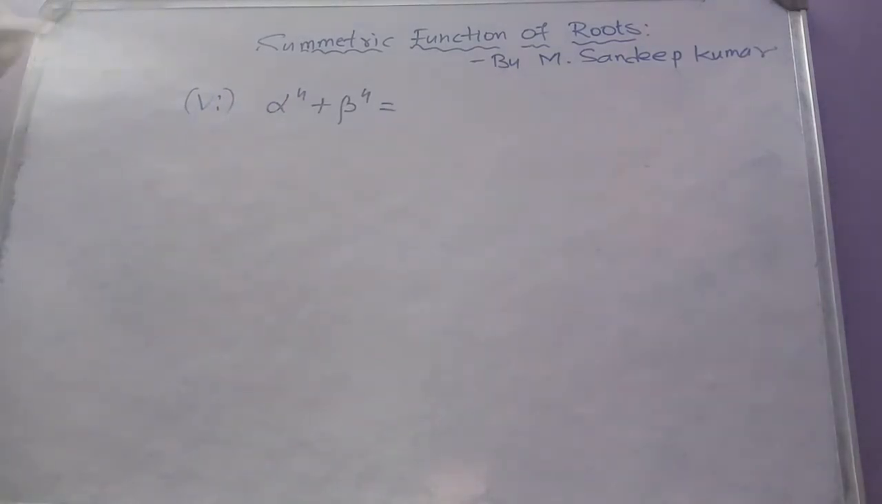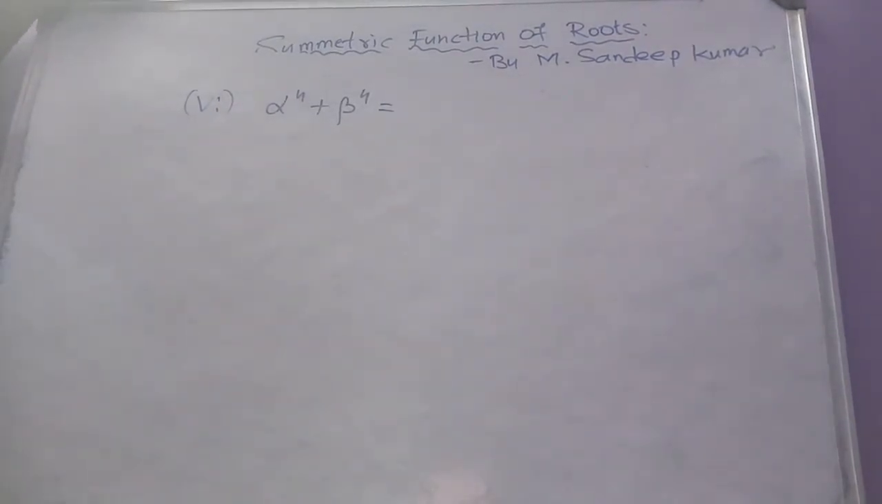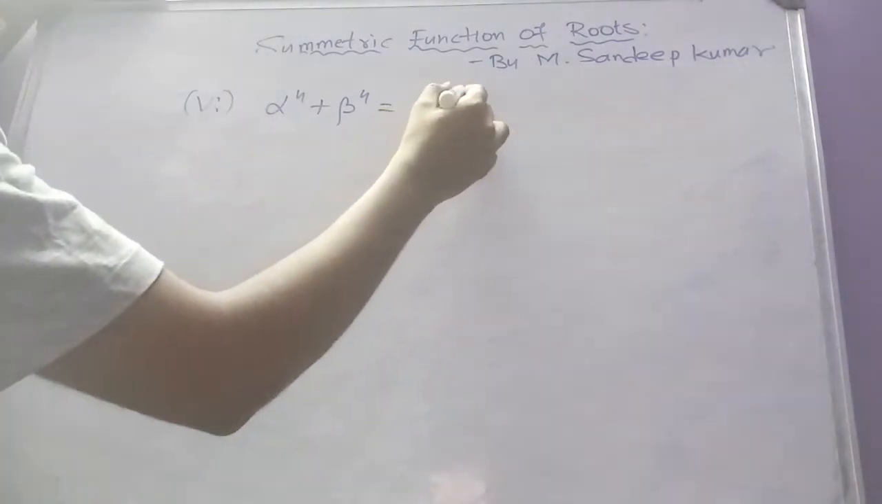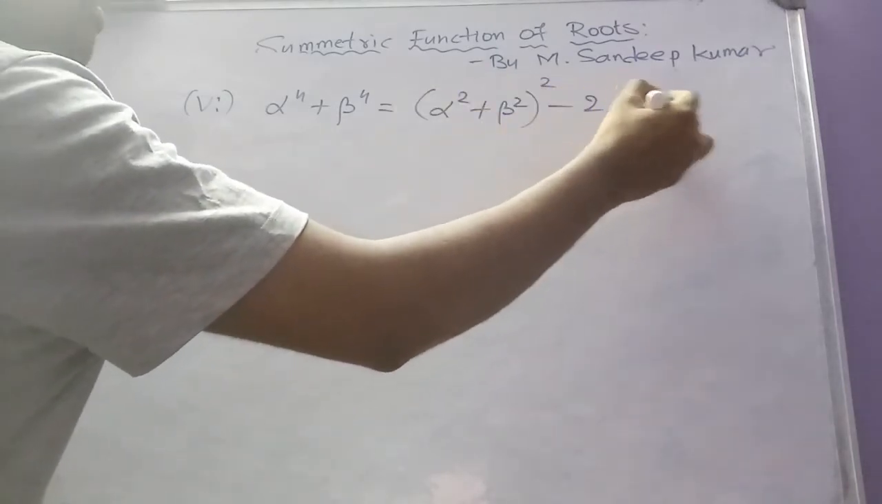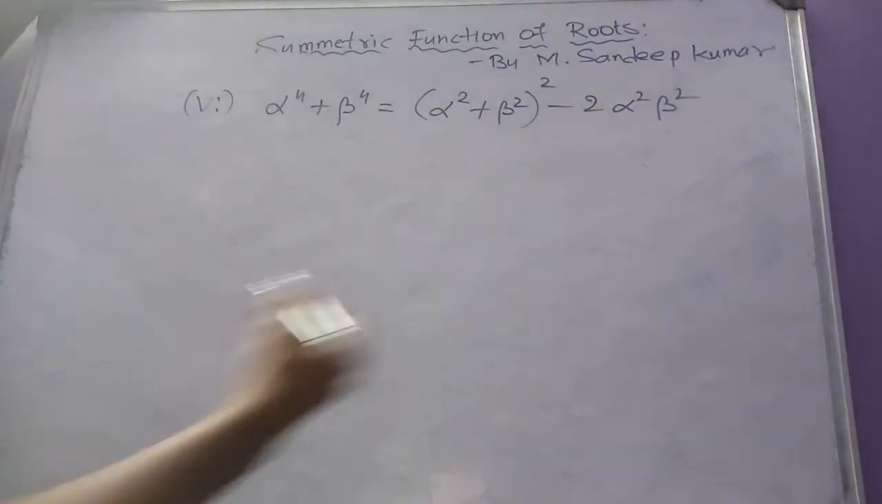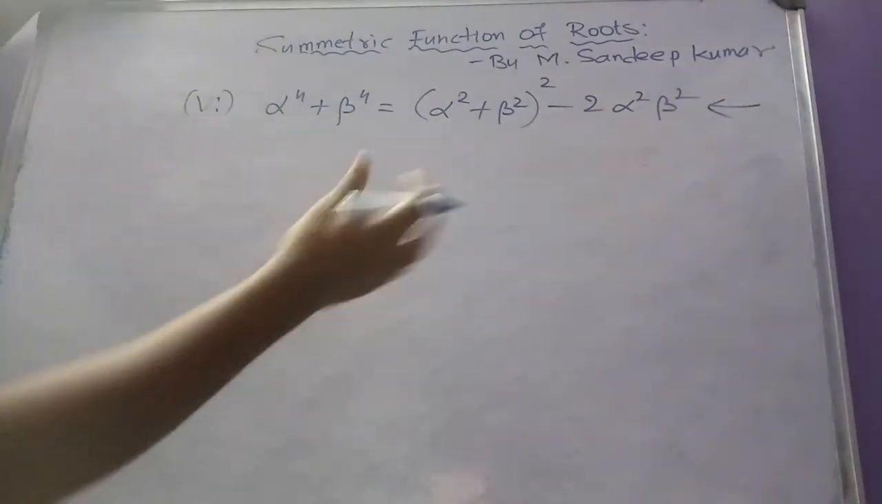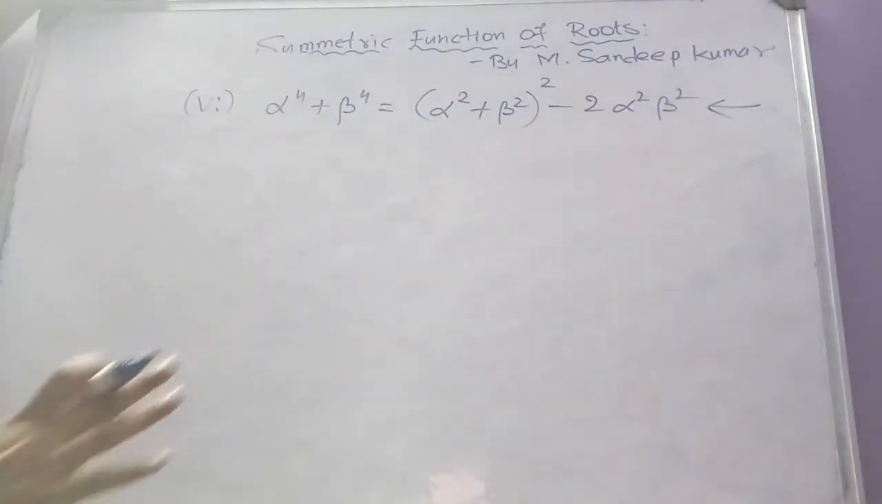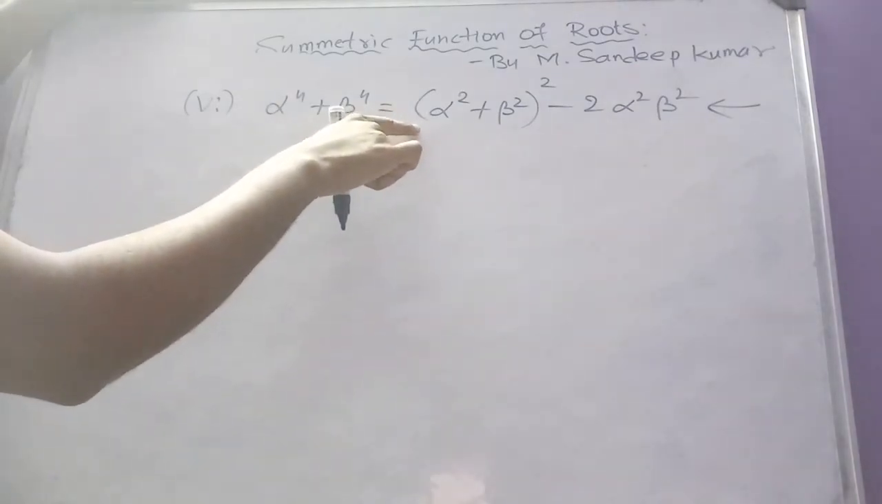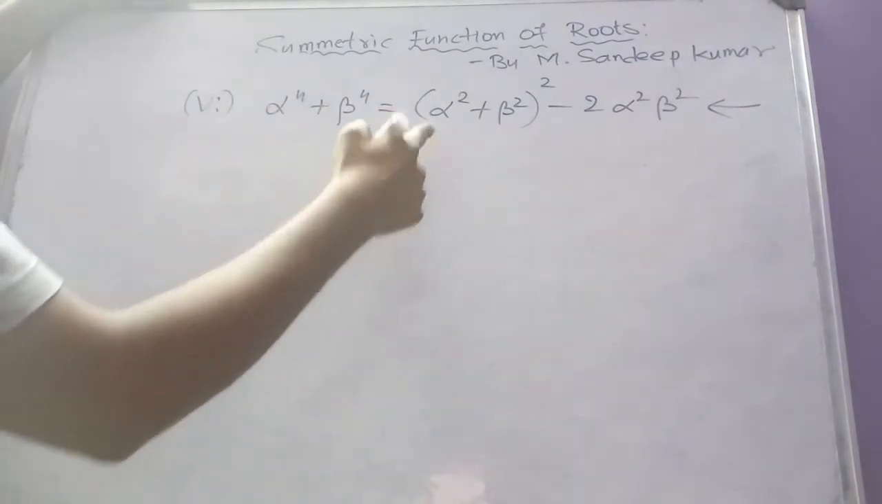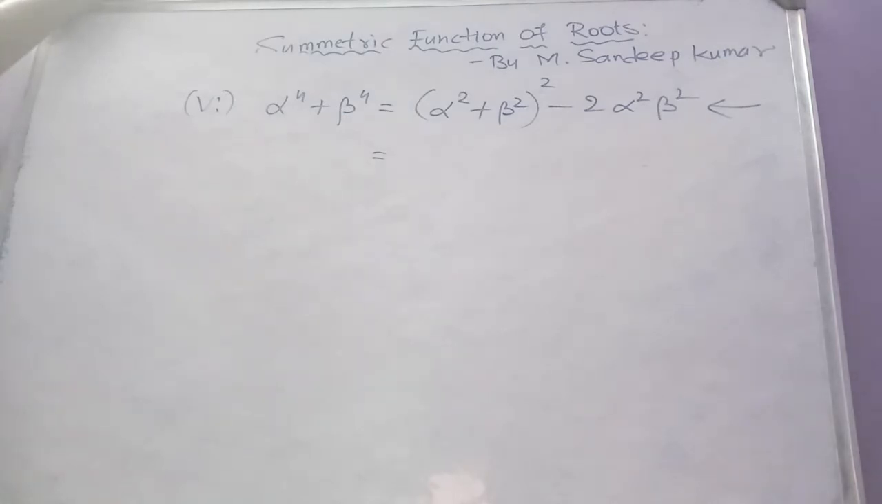Using the identity of (a plus b) whole square itself, we can write alpha power 4 plus beta power 4 as (alpha square plus beta square) whole square minus 2 alpha square beta square. If you remember this identity, you can solve the entire problem yourself easily and you can easily derive it. So make sure that you remember it very clearly. We have already found what is alpha square plus beta square in the previous steps.